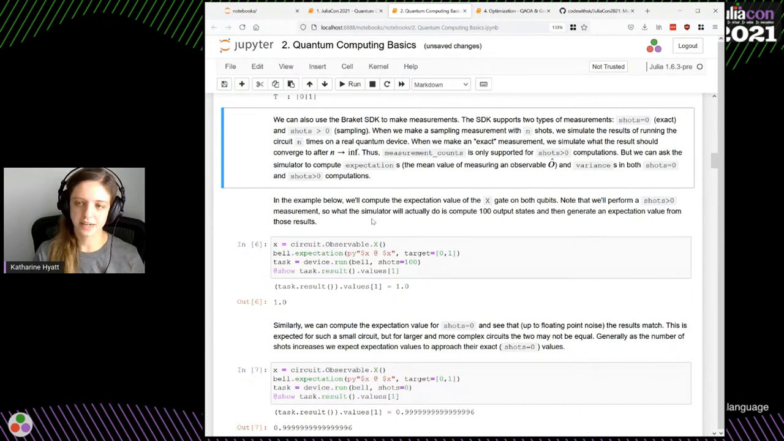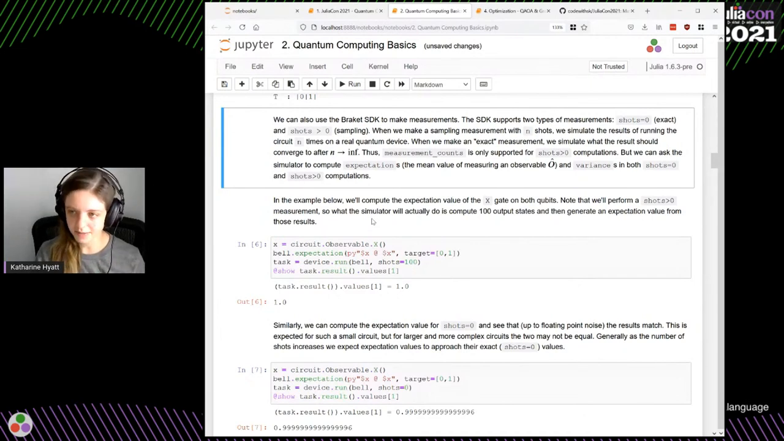So as I said a moment ago, when we make a sampling measurement with n shots, we simulate the results of running the circuit n times, as if it were on a real quantum device. Important caveat here, for now, without noise. So here we're imagining I have a perfect quantum computer and I make n computations of the same circuit. What results should I expect to see?